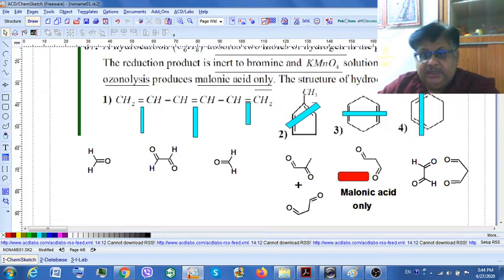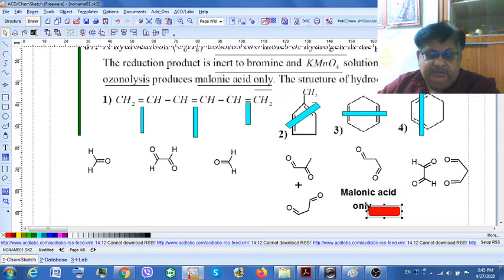So basically the question has given you a hint. That hint is here only. What does it mean? A single product. First option on ozonolysis is giving you 2 products. Second is giving you 2 products. Fourth is giving you 2 products. Only 3 is giving you a single product. You know the reaction, fine, but clues are there in the question also.